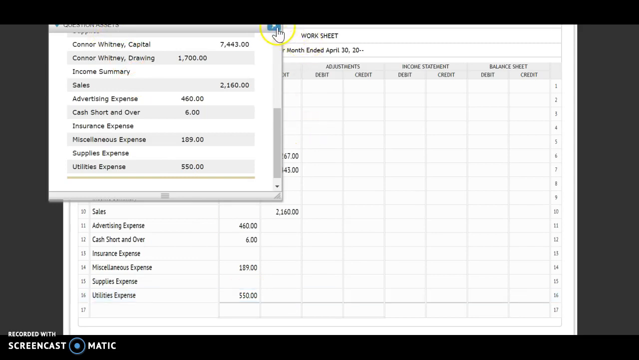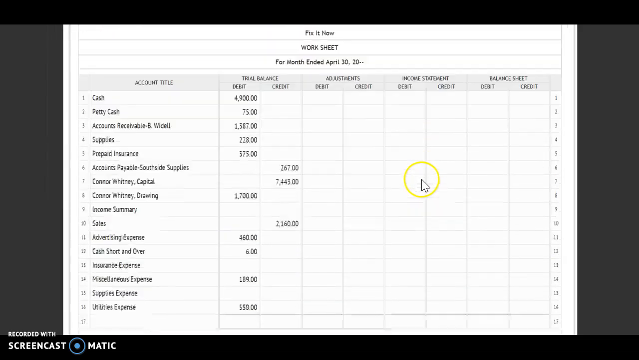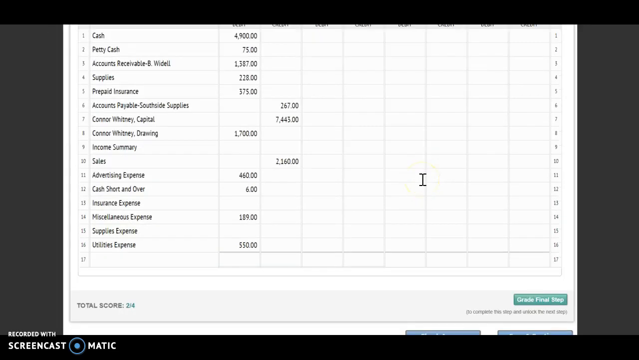Now that I've copied those, I'm going to pin that back so that's out of the way. Our next step then is we need to add up our debit and credit columns. So if you don't have your calculator out, you need to get that out. I'm going to give you some time. I'm adding these up too. So first I'm going to start with my debit column.